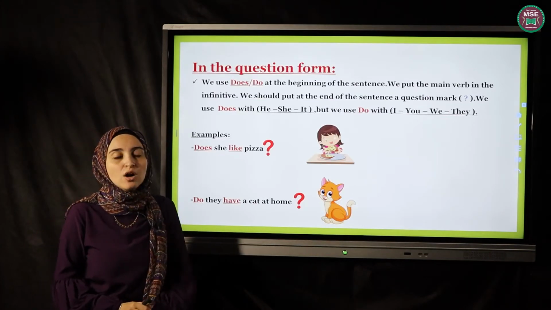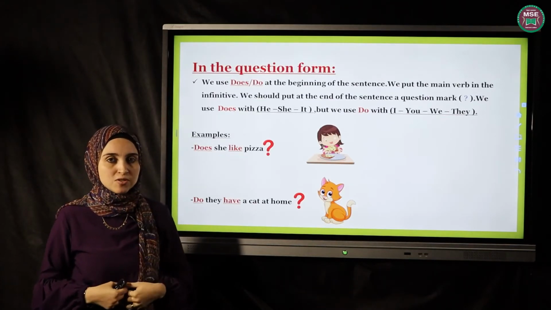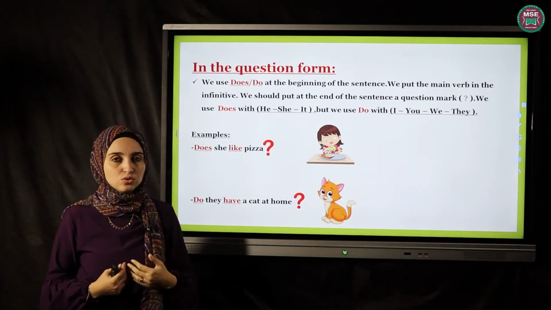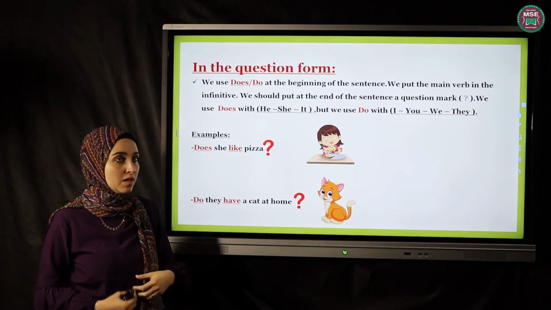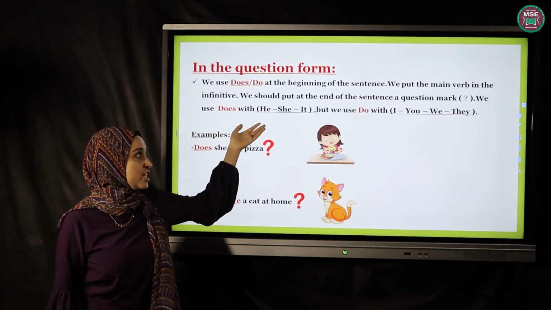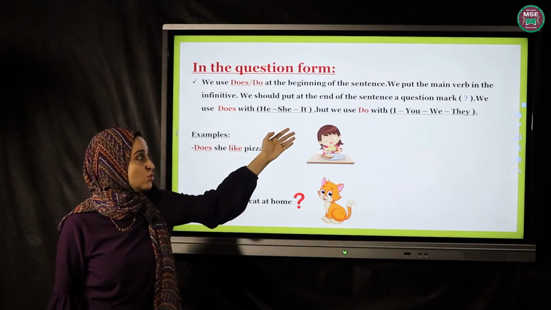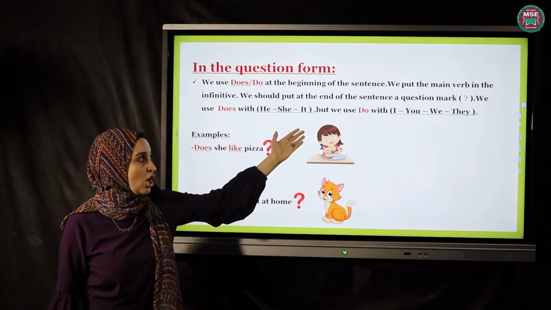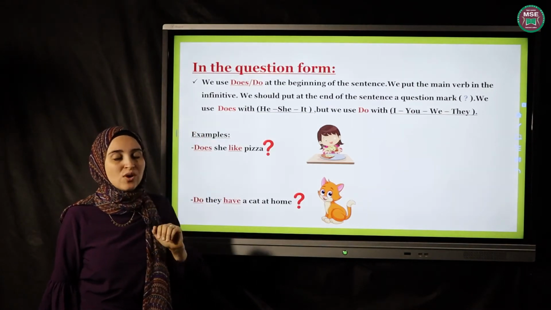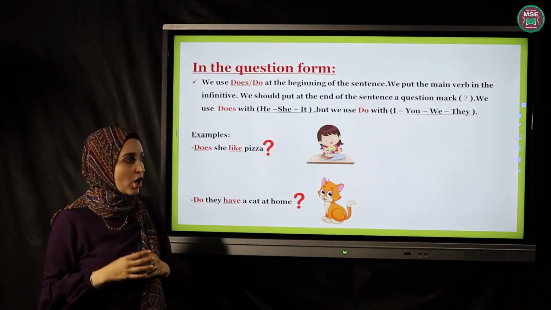Let's move to how to form a question in the present simple. I also use does or do to form a question in the present simple. I use does to form a question with he, she, and it. And I use do to form a question with I, you, we, and they. And don't forget to end your question with a question mark.